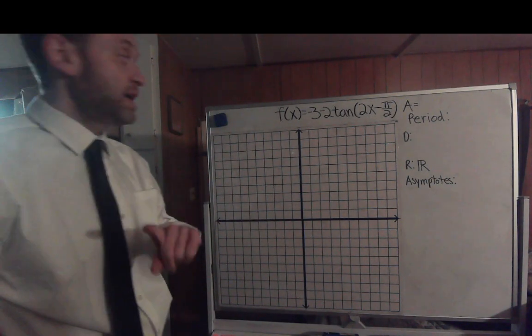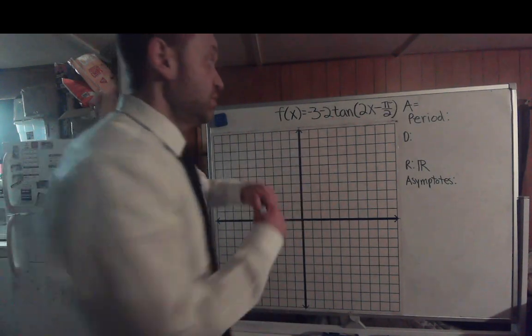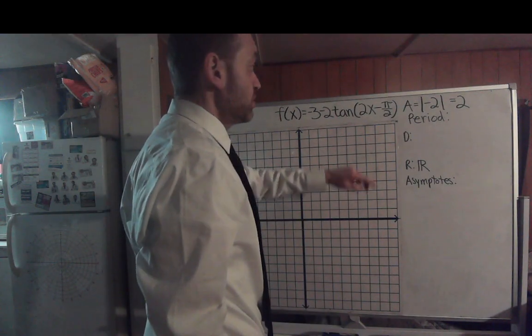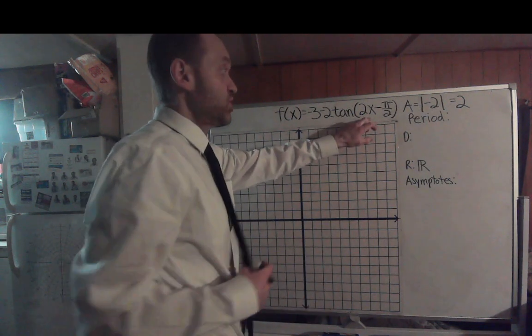Well, let's look at our amplitude first. What's the coefficient on the tangent? That's -2, right? So the amplitude would be the absolute value of that -2, which would just be 2. All right, let's look at our period. The period is going to be pi divided by that coefficient on the x of 2. So you actually have a period of pi over 2. At that point, we should probably start plotting the critical points of the graph.